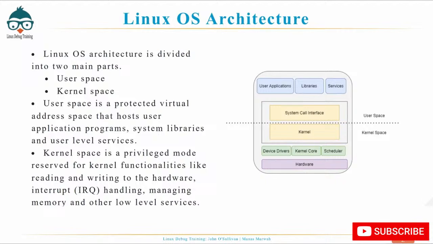Kernel space is a privilege mode reserved for kernel functionalities. And these would include device drivers, interrupt handlers, which respond to hardware interrupts generated by devices like keyboards, mice, and network adapters. It also hosts the process scheduler, which is responsible for determining which user-level process gets CPU time. And it also provides memory management for managing the physical and virtual memory.